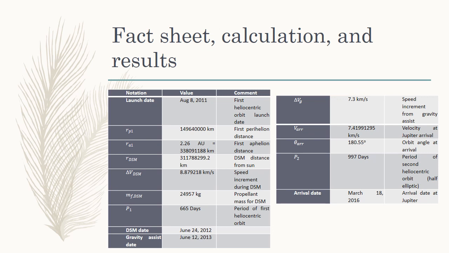These are the results of Juno's heliocentric orbit. There are the launch date, the first perihelion distance, until the arrival date at Jupiter. These results were also calculated using the previous equations that are derived from the Vis-Viva integral.